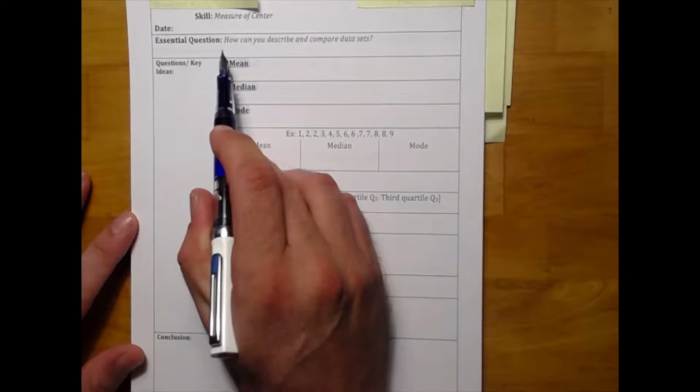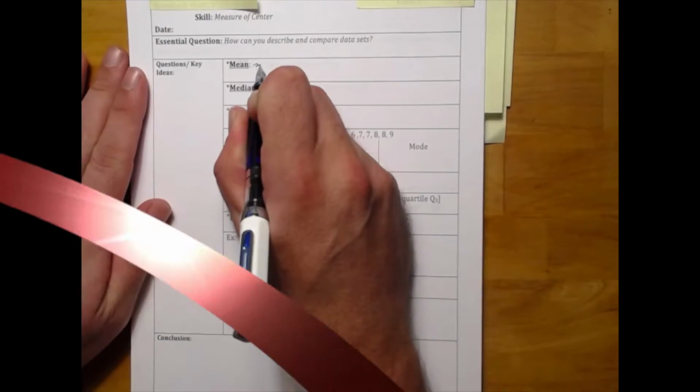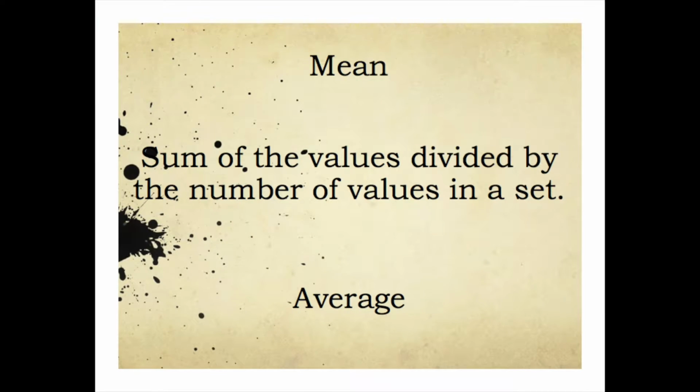In this lesson, we're going to be looking at measures of center and how to describe and compare data sets. The mean of a set is the sum of values divided by the number of values in that set, or its average.